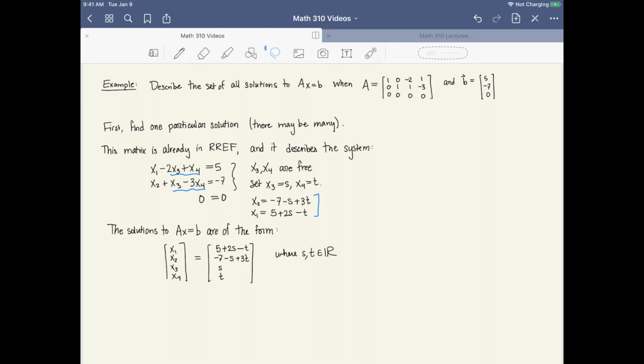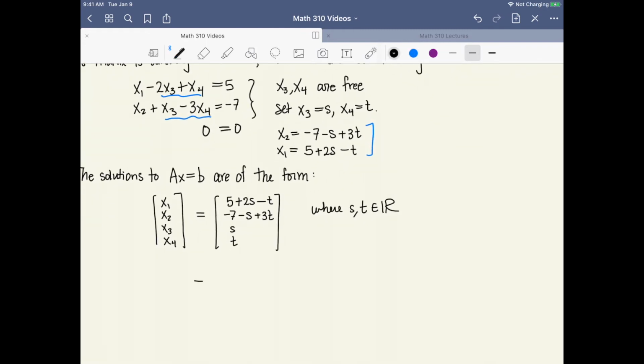But I would like to rewrite this so that it's clear that this itself is of the form x particular plus something in the null space. So I can break this vector into a sum of 3 vectors. What I'm going to do is take the pieces that are in front of s, the pieces that are in front of t, and then the pieces that aren't in front of anything. So my vector is also the sum of 3 vectors, the first being (5, -7, 0, 0). I'm taking the constant terms here that aren't in front of s or t.